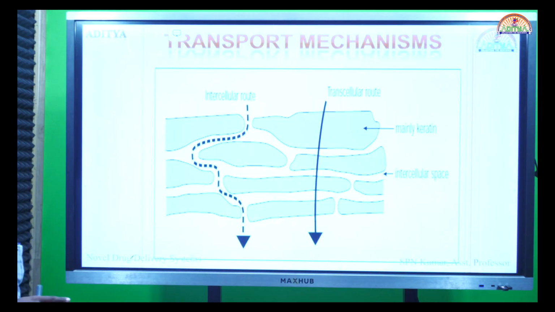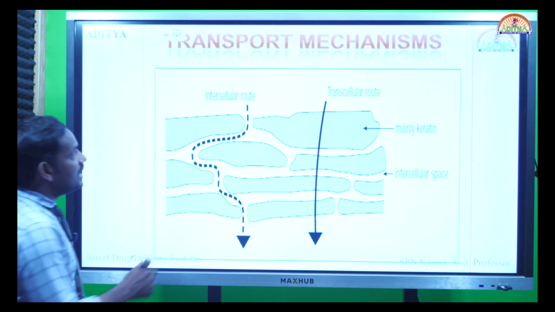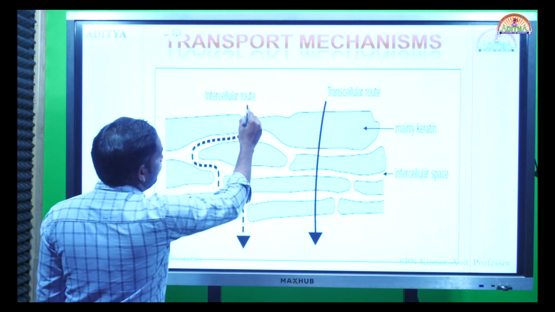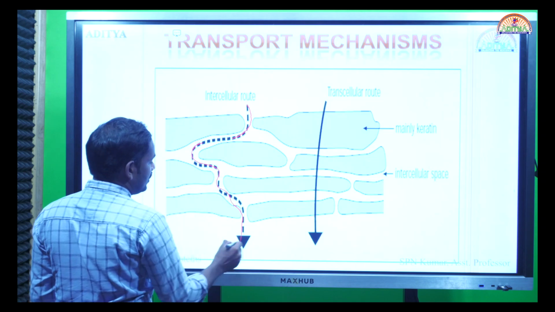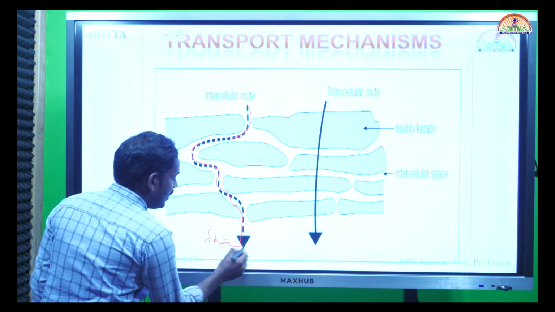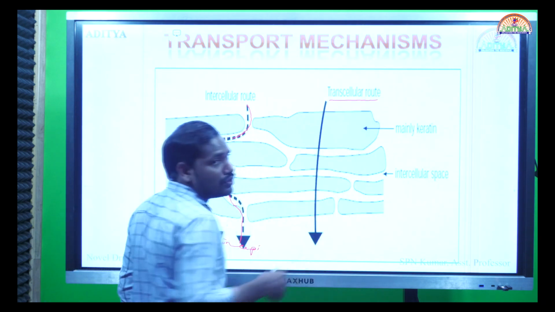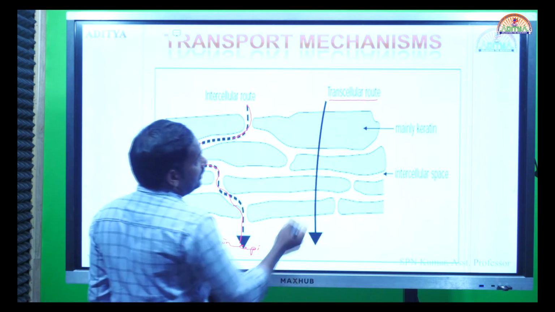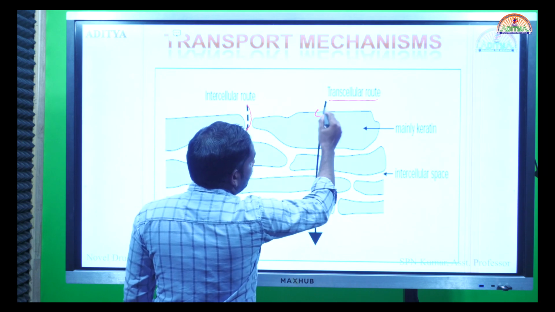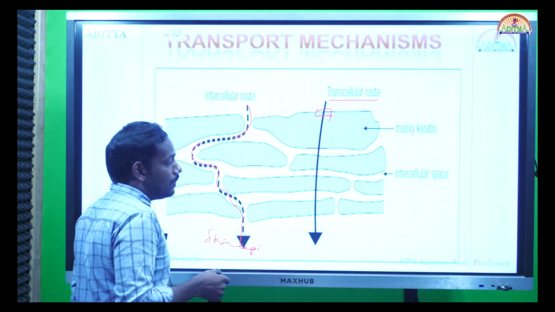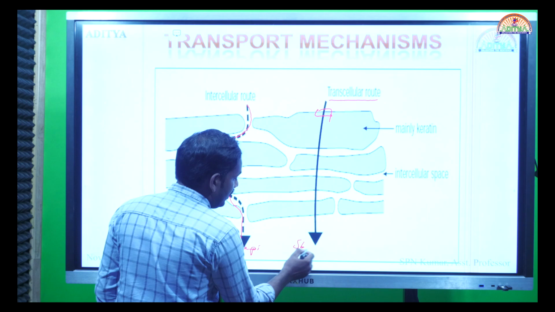Here is a nice illustration of how a drug can pass into the skin capillary. This is the intercellular route. The gap between the skin cells can be used to release the drug to the skin capillaries, to the skin veins, or we can use a transcellular route. Suppose our drug is a lipophilic drug, it can permeate through the cell membranes, the phospholipid membranes, to pass across to the skin capillaries.